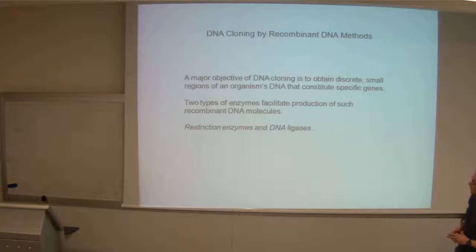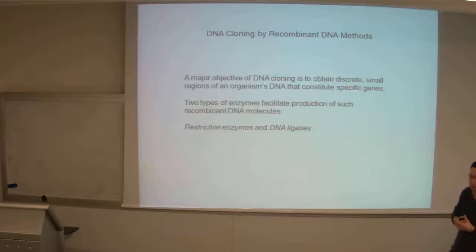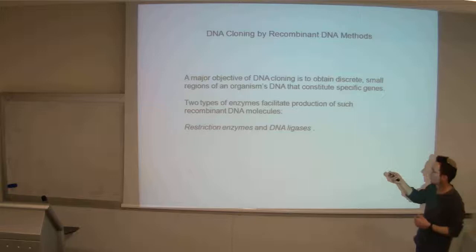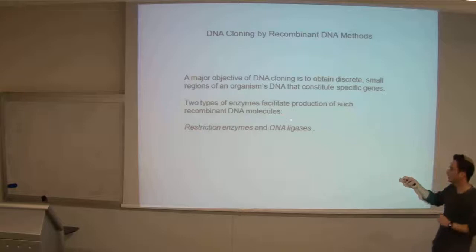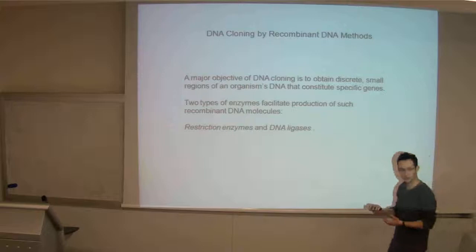A major objective of DNA cloning is to obtain discrete small regions of an organism's DNA that constitute specific genes. Well, nowadays it's more than that. You can even take a fraction that is between genes, for several reasons, that you might want to investigate the sequence, and then get a large population of cloned DNA molecules. Two types of enzymes are necessary in all of these procedures: restriction enzymes, which are sort of molecular scissors, and DNA ligases, which are something like molecular glue.